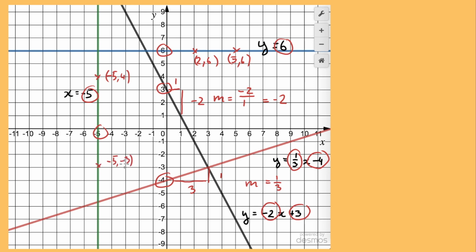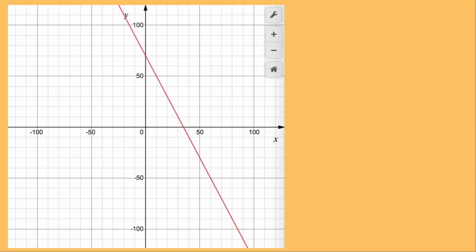Let's step this up a bit. Sometimes the axes are different to what you're used to. For example, the y-intercept might be so high up that the axes don't actually show the pips for each number. Give this one a go. Pause the video and see whether you can still work out the equation.